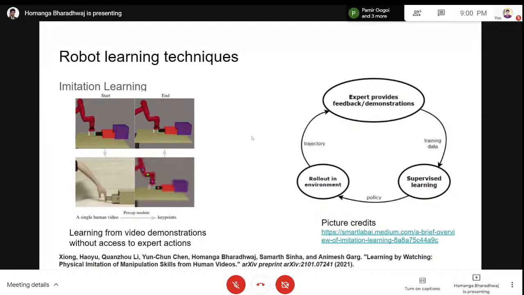And note that it need not be exactly this framework. In some cases, you do not have access to the actions. For example, in this particular paper, you did not have access to what actions the human is executing. We just had a video demonstration. And in those cases, the problem is much harder. So how do we learn just from the video without access to the state information and the actions? So yeah, that is about imitation learning.